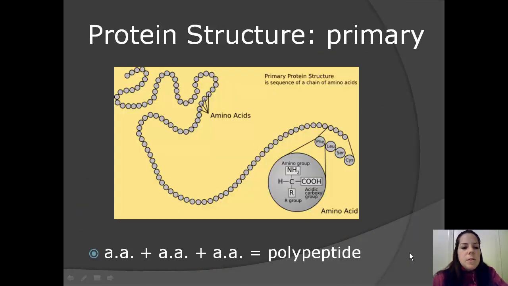So we're going to begin with the protein structure primary level. With the primary level protein structure, it's basically a sequence, a chain of amino acids. So basically it's a long chain of amino acids which forms a polypeptide. So this here is our linear polypeptide. And it's important to remember that the primary level is linear.